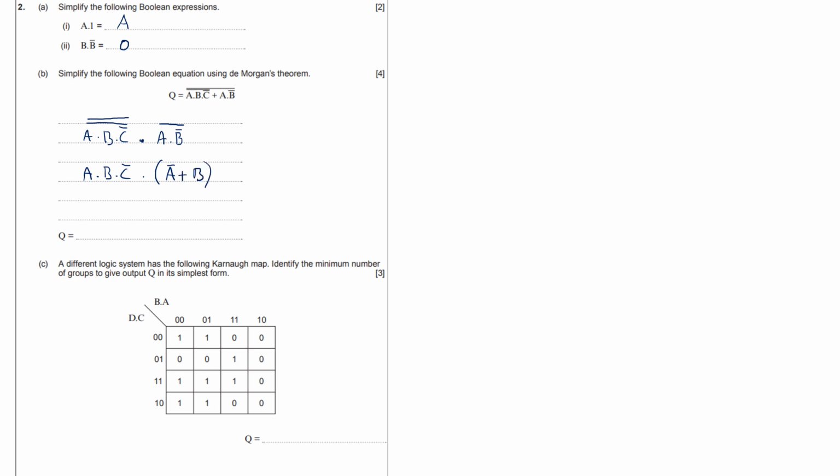Third mark is to realise, well, I've got something, A and B and not C and a bracket. So I can move these around any way I see fit. I'm going to move the B over towards the bracket because I can see a B inside the bracket, and you'll see why.